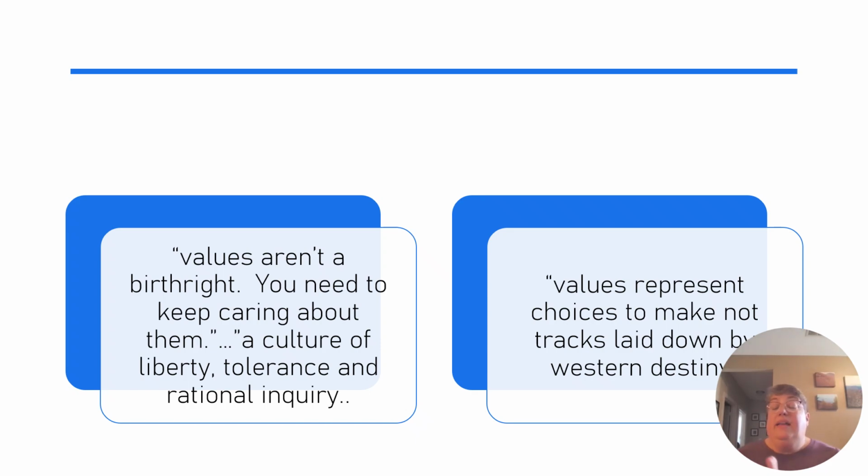Kwame Anthony Appiah in his Guardian article had two quotes that I found really interesting. He said, values aren't a birthright. You need to keep caring about them. A culture of liberty, tolerance, and rational inquiry comes from continued care. And he said, values represent choices to make, not tracks laid down by Western destiny. So the same idea that we're guarding this from generation to generation, moving forward, and that we have to make appropriate choices to keep these ideals safe and moving forward, that makes it relevant to our world today.